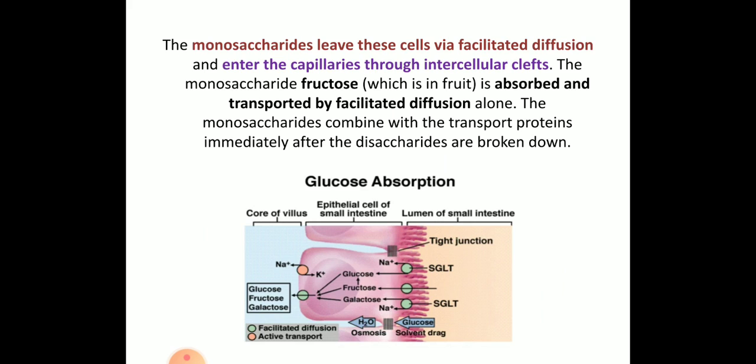Once glucose has diffused into the blood, the sodium is transported back out by the sodium potassium pump. So glucose is absorbed, and sodium is released back. This is how the absorption of carbohydrates takes place.